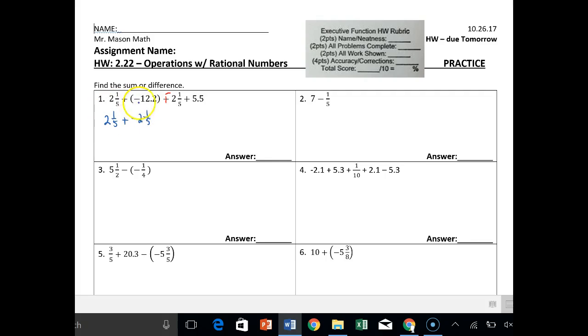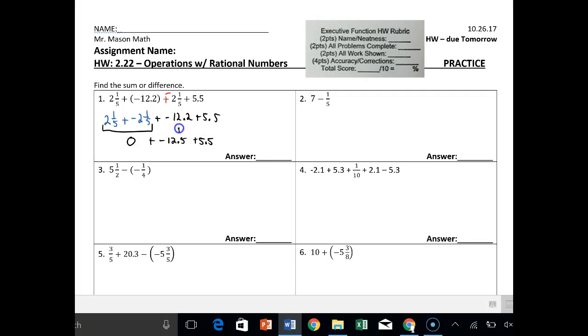I didn't even have to split those numbers. The reason why, because I know they're going to cancel out. And then plus negative 12.2 plus 5.5, right? This is the additive inverse. It adds up to 0. So 0 plus negative 12.2 plus 5.5.